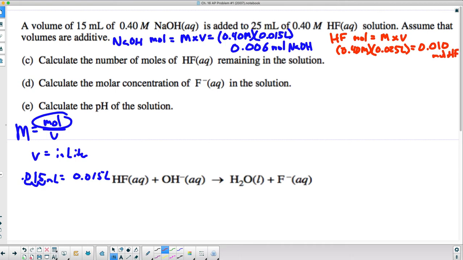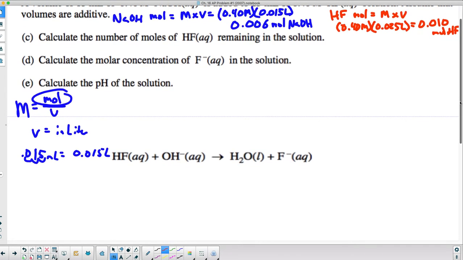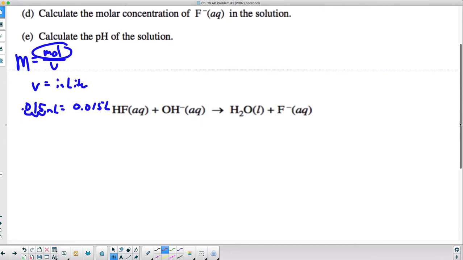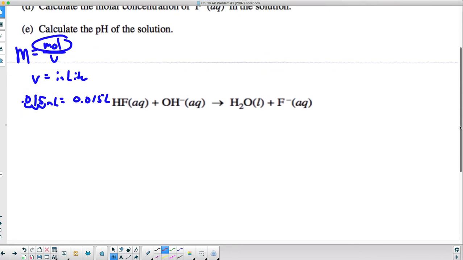Good. Okay, now I come down to this right here. Now I'm starting off with 0.010 moles. Now notice that for the moles of NaOH, I got 0.006. So which one's larger? Obviously the HF is larger, so there's going to be more of that left after we subtract the two.